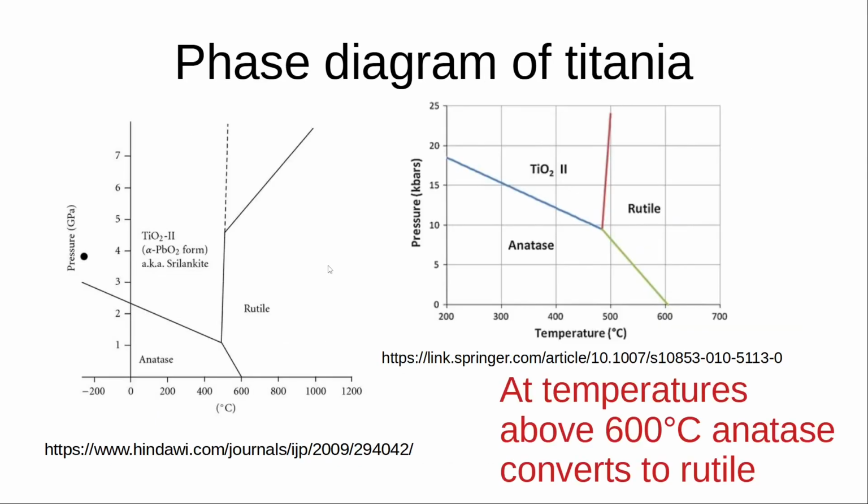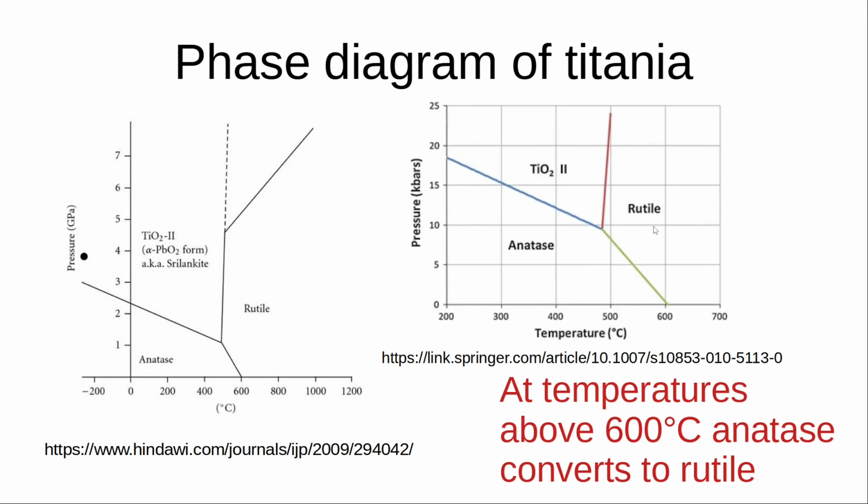This is basically the same type of phase diagram, maybe just a bit simpler. You can once again see if you take your anatase and you heat it up, you form rutile. Now remember, rutile is the better type of titania paint, because it's less active as a photocatalyst.